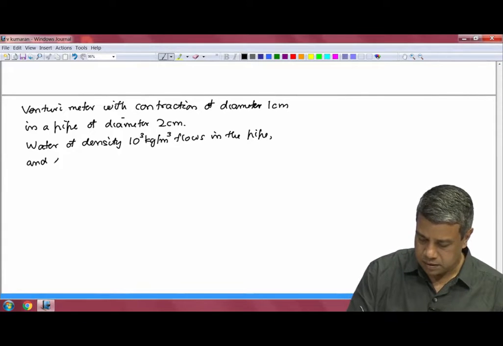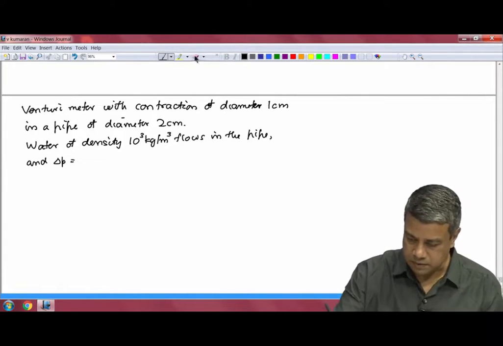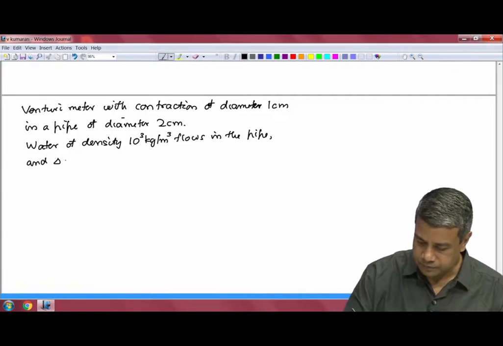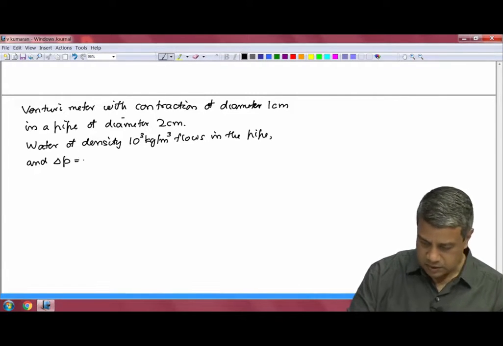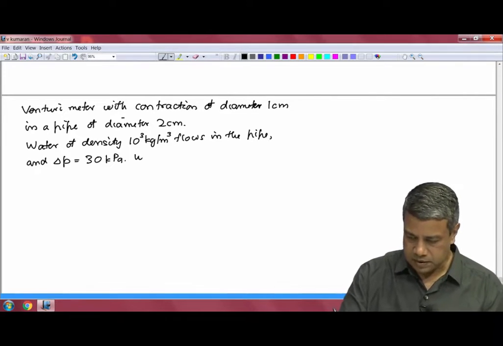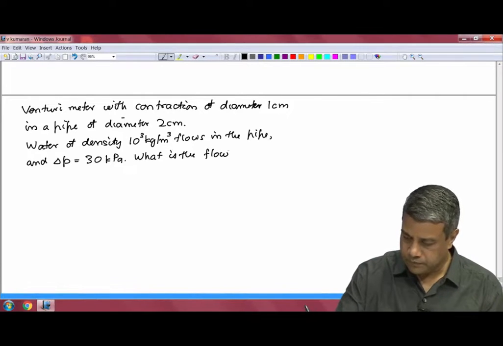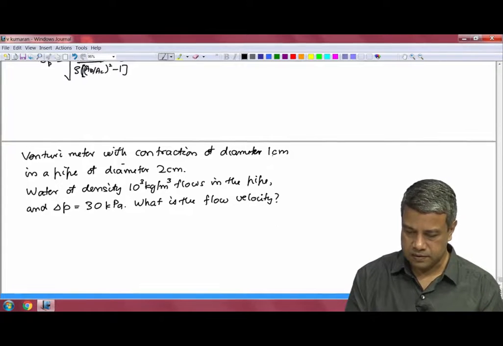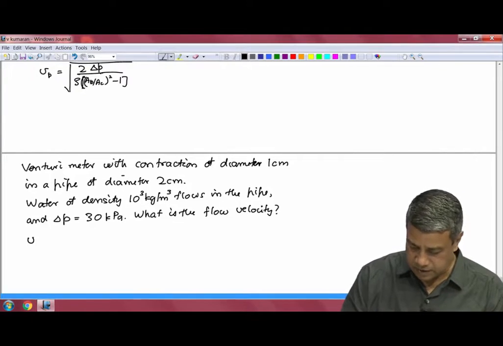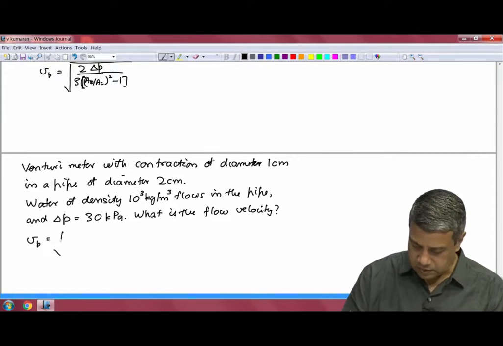And delta P, the difference in pressure between the contraction and the pipe, is equal to 30 kilopascals. What is the flow velocity for these particular values? So, the flow velocity has to be equal to square root of 2 delta P by rho into (A_P by A_C)the whole square minus 1.